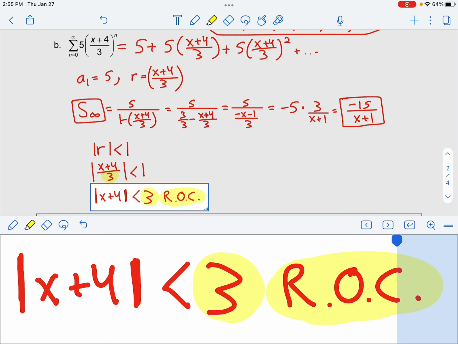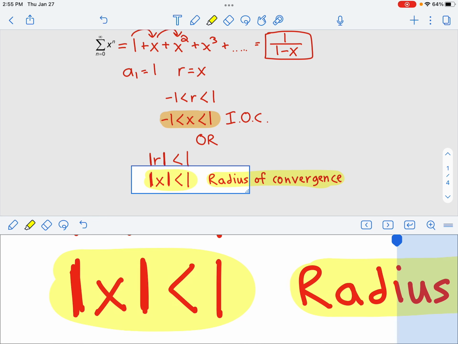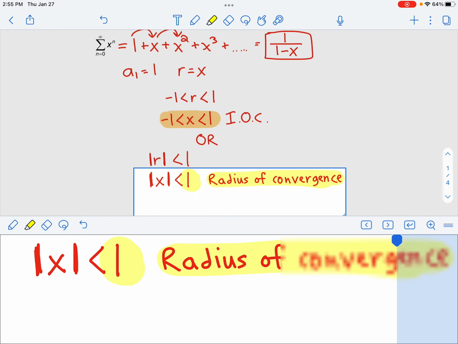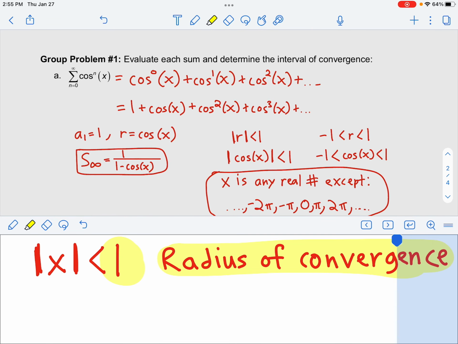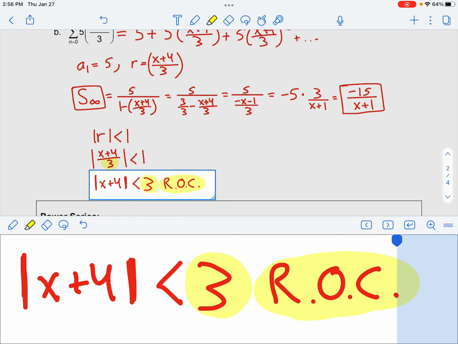Okay, so real quick, I want to go back to the first example. I think I kind of messed up my explanation here. The radius of convergence is not the entire inequality. It is just this numerical value. Basically, it's half the length of the interval of convergence. So in the first case, it was 1. In this case, it is going to be 3.